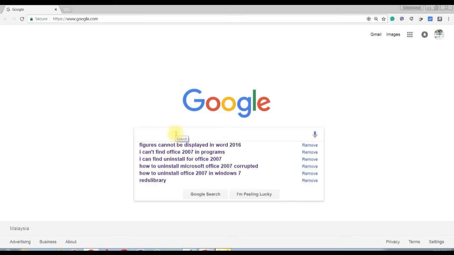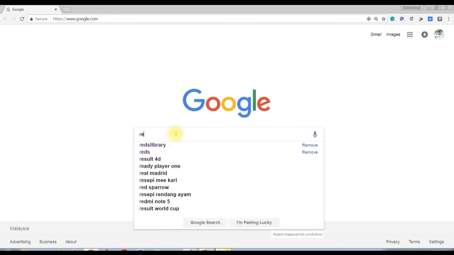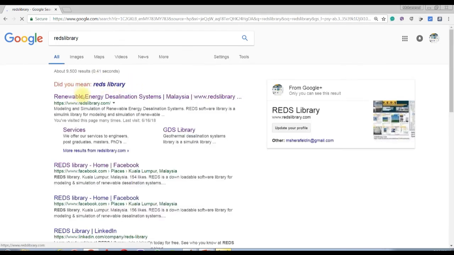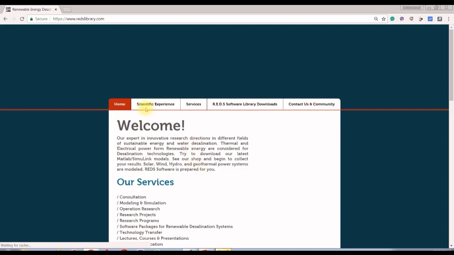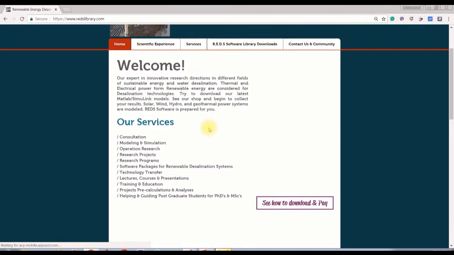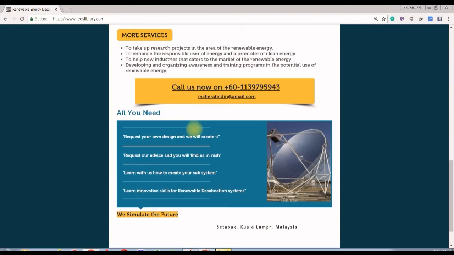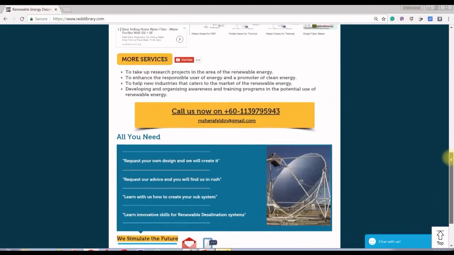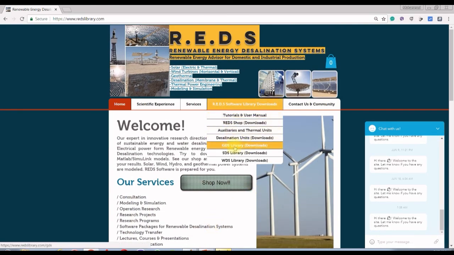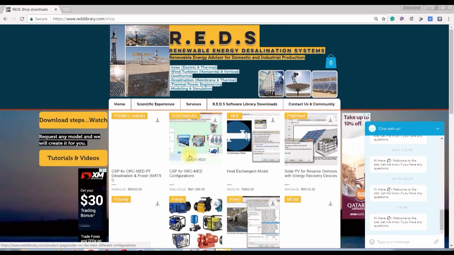Now let's see how we can download this model. In search, type RITS library, and see. Renewable energy system, this one. This is our website. Yes, you can chat with us if you would like. Let's go and see how. You can go from here for GDS, Geothermal, or Red Shop, or you can click here to go to the main library of models.